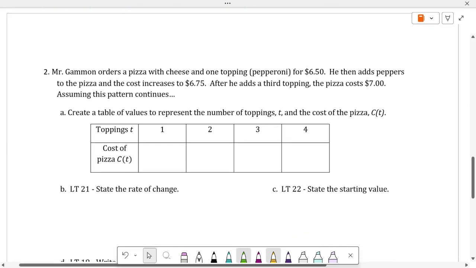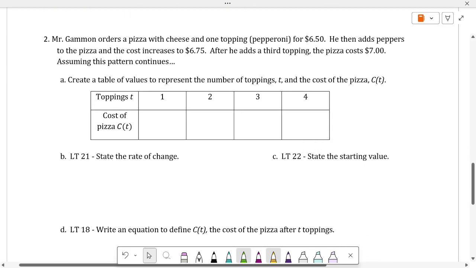All right, flip the page. Number 2, Mr. Gammon orders a pizza with cheese and one topping. It's pepperoni for $6.50. He then adds peppers to the pizza and the cost increases to $6.75. After he adds a third topping, the pizza costs $7.